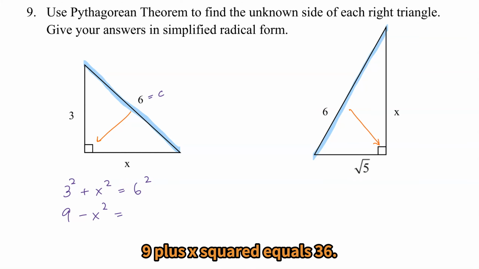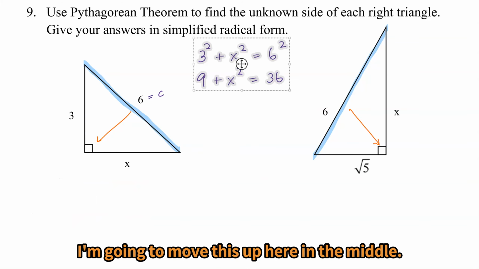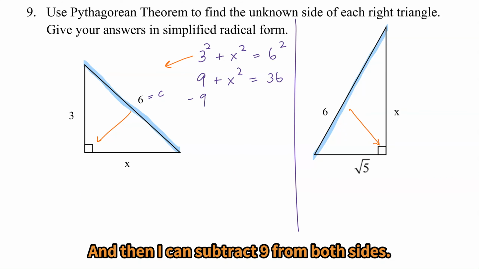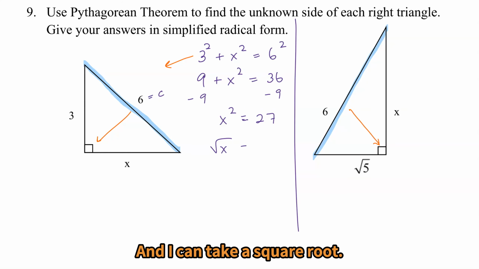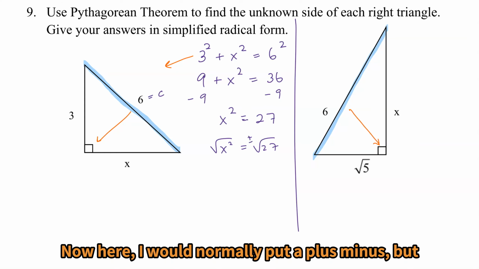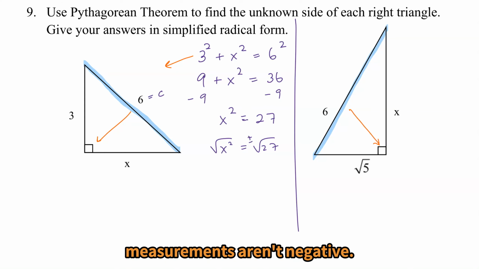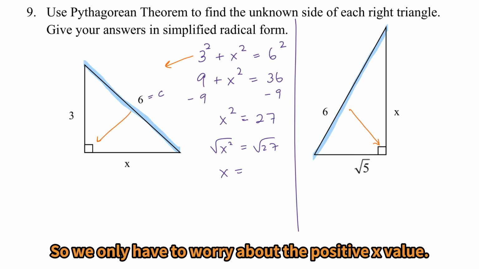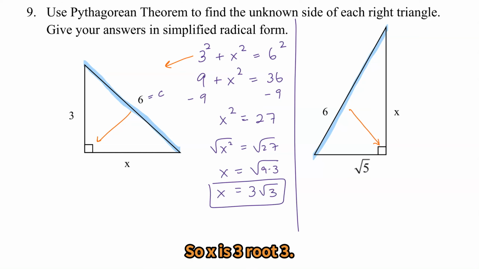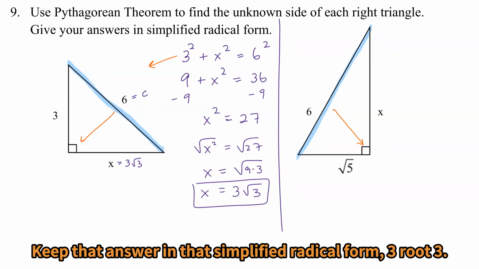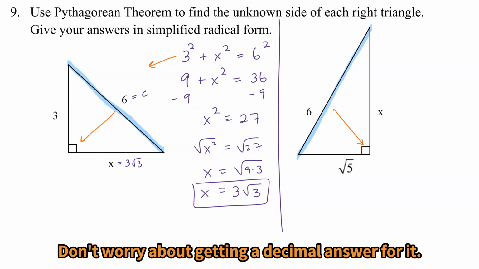9 plus x squared equals 36. I'm going to move this up here in the middle, and then I can subtract 9 from both sides. 36 minus 9 will give me 27, and I can take a square root. Now here, I would normally put a plus or minus, but measurements aren't negative, so we only have to worry about the positive x value. 27 I know is 9 times 3, so x is 3 root 3. Keep that answer in simplified radical form, 3 root 3. Don't worry about getting a decimal answer for it.